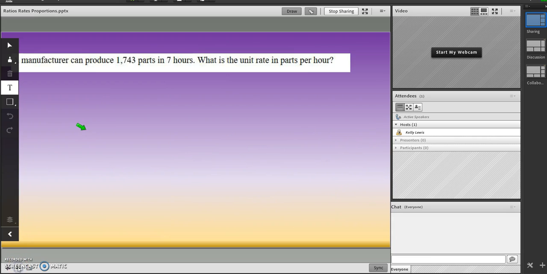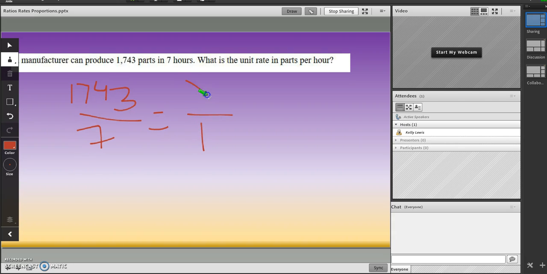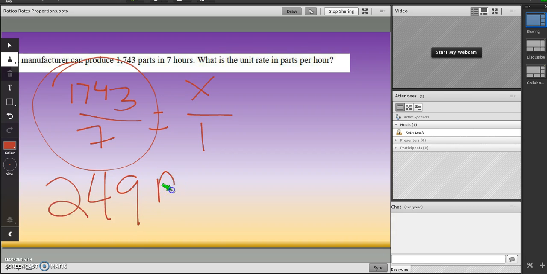A manufacturer can produce 1,743 parts in 7 hours. What is the unit rate? So that means they want 1,743 in 7 hours, and they want it in 1 hour. We can set up this proportion and cross multiply and divide, or we can just divide these two and see what it is. 1743 divided by 7, we get 249 parts per hour.